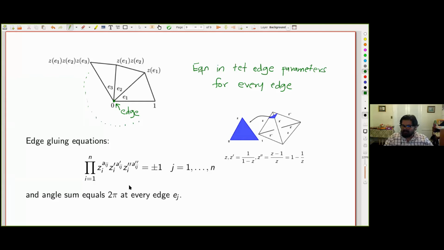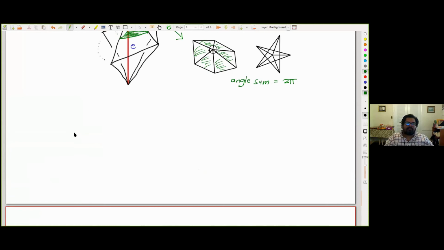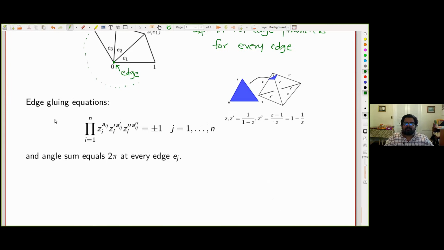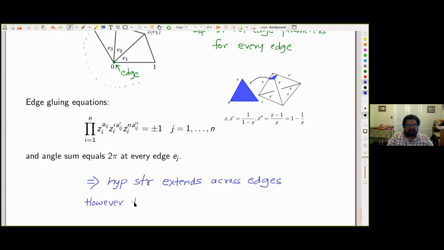So that's what happens with, remember what we are trying to look at, gluing around edges. So if this equation is satisfied, then that would imply that the hyperbolic structure extends across edges. And that is good. You will get a hyperbolic structure. The problem is completeness. This structure may not be complete.